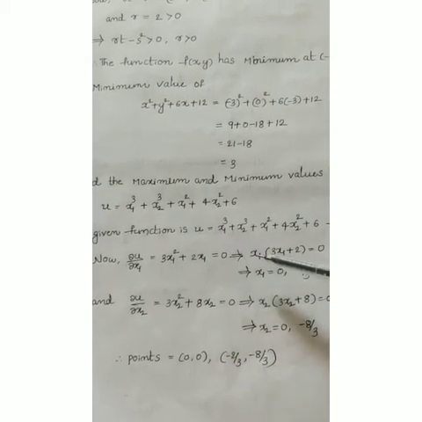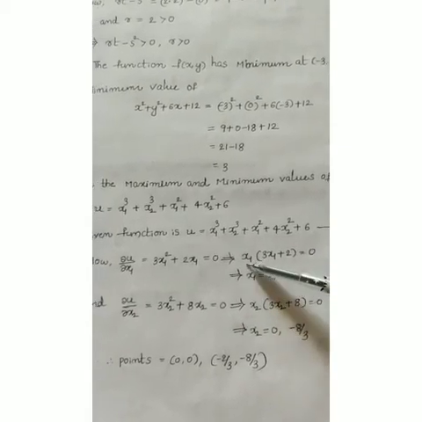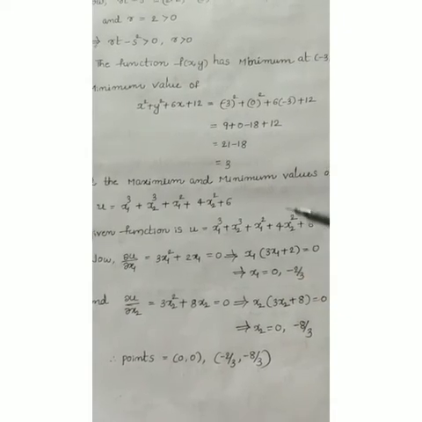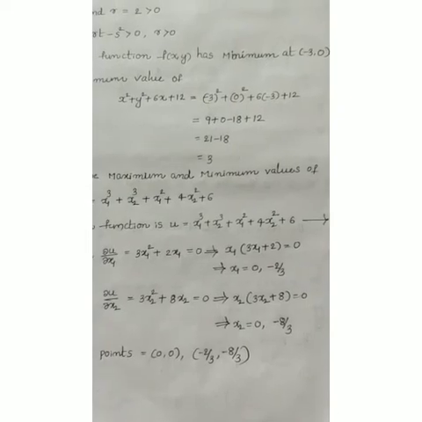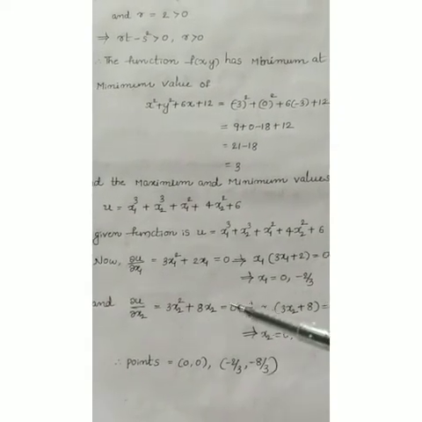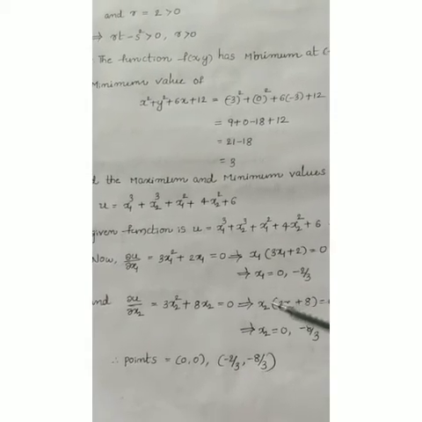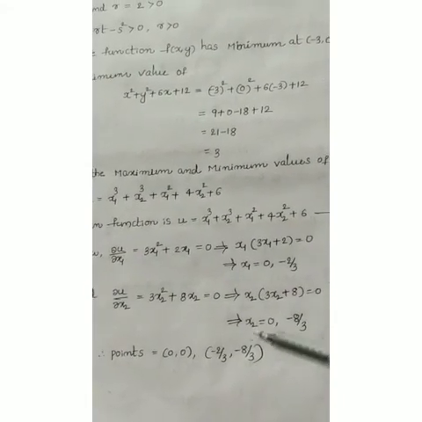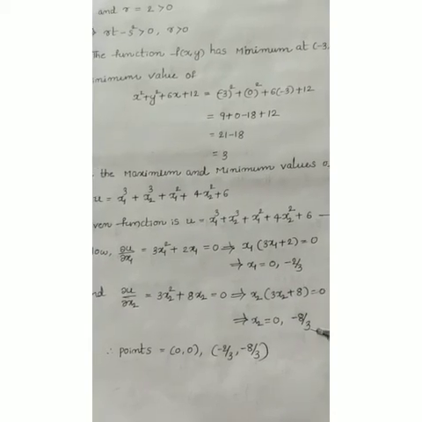Then taking x1 as common, x1(3x1 + 2) = 0. Then x1 equals 0 and 3x1 + 2 equals 0, then we get x1 equals -2/3. And ∂u/∂x2 equals 0, that is 3x2² + 8x2 = 0. Taking x2 as common, x2(3x2 + 8) = 0, then x2 equals 0 and 3x2 + 8 equals 0, then x2 equals -8/3.